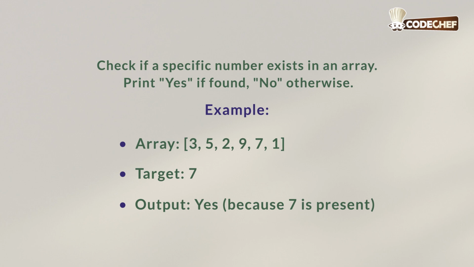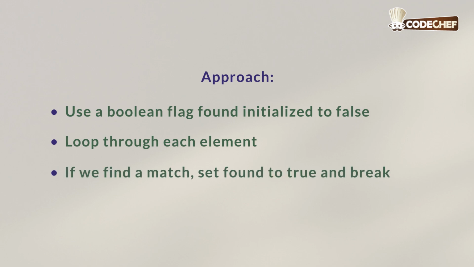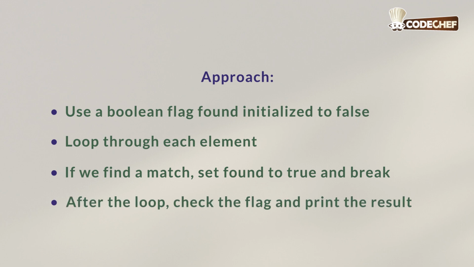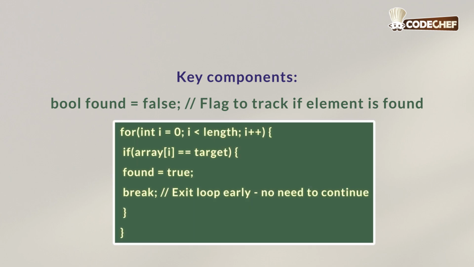Now let's look at the approach. First, we'll use a Boolean flag, found, initialized to false. We loop through each element, and when we find a match, we set found to true and then break the loop. After the loop, we check the flag and print the result. Here, the Boolean found is set to false. This flag tracks whether the element is found or not. Then we run this loop until we find the element we're looking for, and then we break the loop. We exit the loop early because we don't need to continue as we have found it.